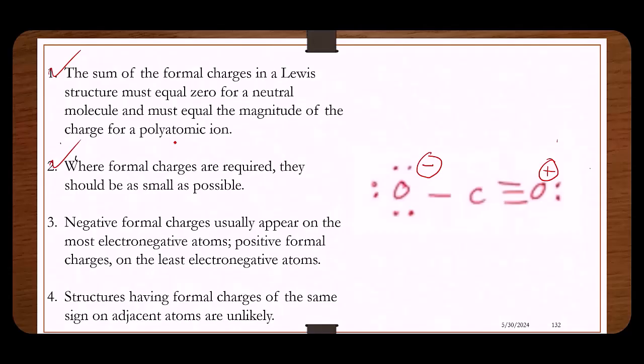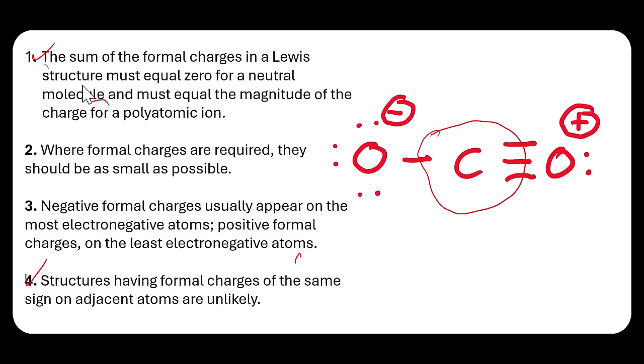The negative formal charges usually appear on the most electronegative atoms and positive formal charges on the least electronegative atoms. And the oxygens are the most electronegative, so that checks out for this oxygen. But this oxygen has a positive formal charge, and that doesn't make sense because the carbon would be the least electronegative. So this fails. All right, let's move on to the fourth and last guideline.